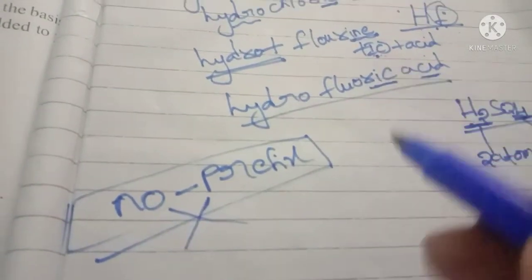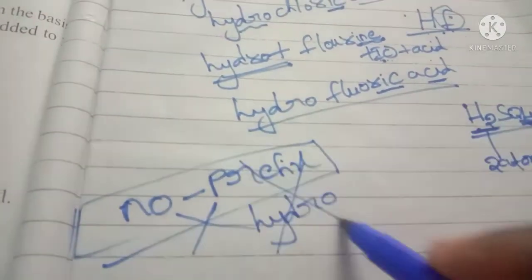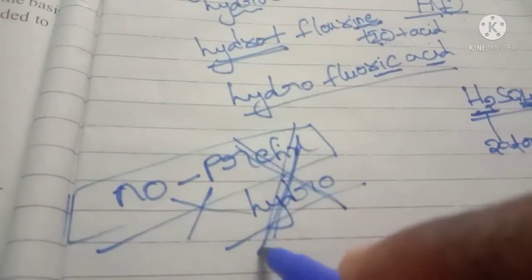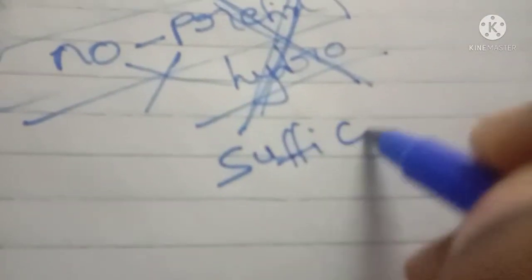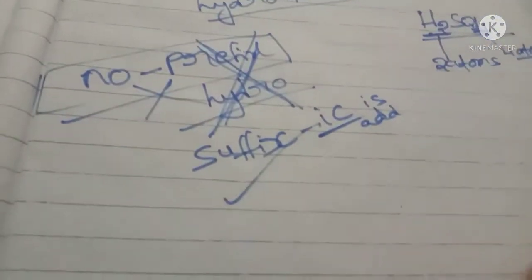So you are cancelling the prefix. What is the prefix? That is hydro. So you should not write this prefix. That is why I am clearly crossing this. Okay, next, what about the suffix? Suffix ic is added. Suffix is there, but what about the prefix? We are not adding any prefix to it.